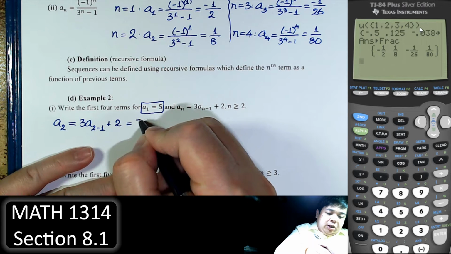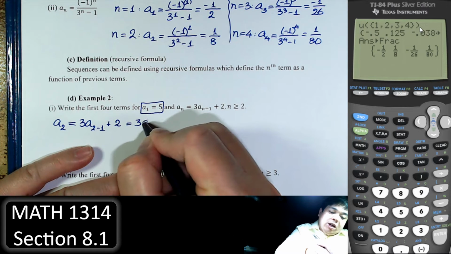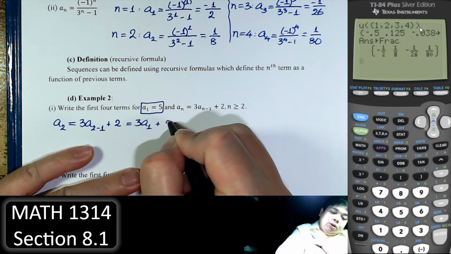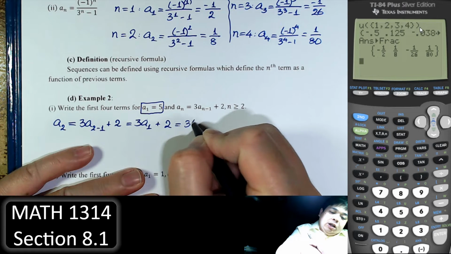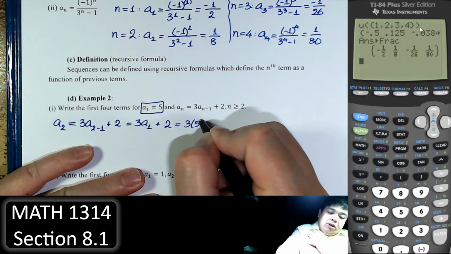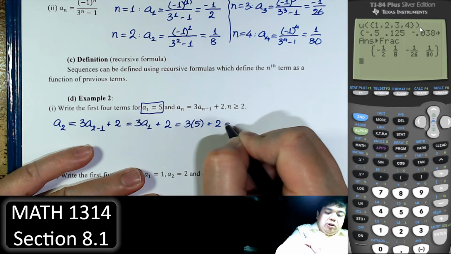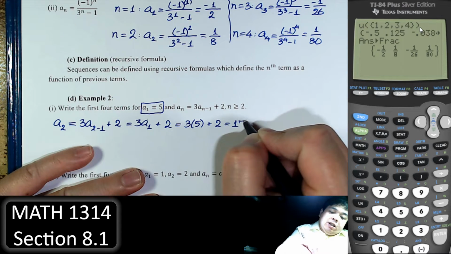It will be 3 times a1 plus 2. So 3 times a1, which is 5, plus 2. So that gives us 17.